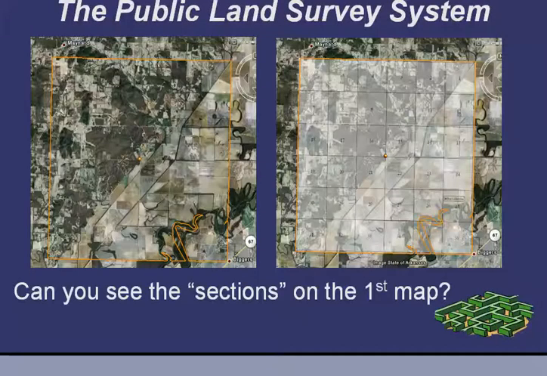Now, here is a Public Land Survey System. Can you see the sections? Okay, so that one, for whatever reason, went a little out of kilter. Okay, but you can still see the sections here. Okay, even without the overshadowing, you can see where they've been laid out.